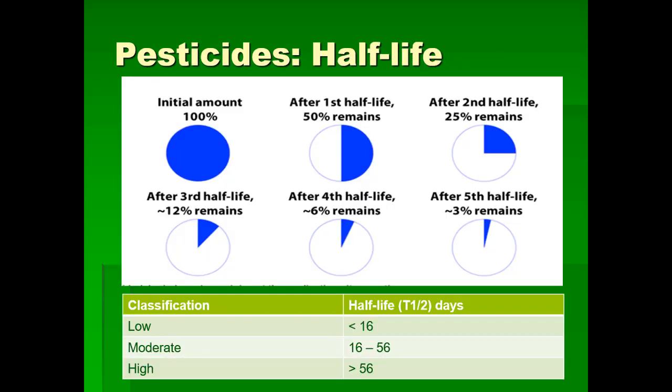The second one is half-life. This is the time it takes for a certain amount of pesticide to be reduced by half. This happens as it dissipates or breaks down in the environment. In general, a pesticide will break down to 50% of the original amount after a single half-life. After two half-lives, only 25% is going to remain, 12% after three half-lives, and this continues on and on until the amount remaining is nearly zero.